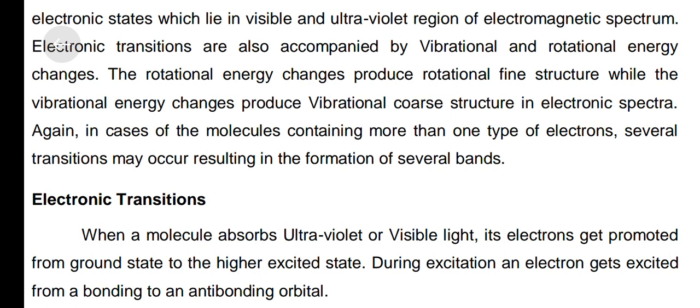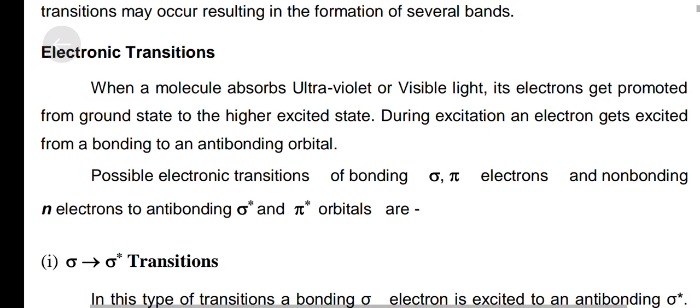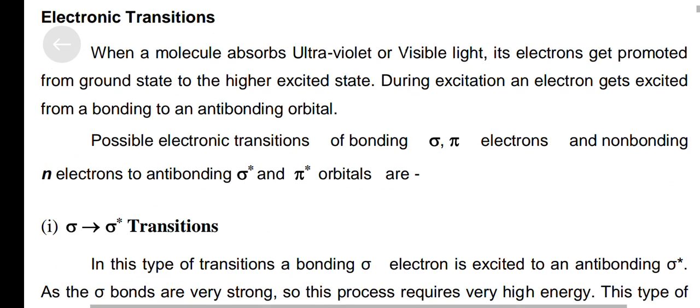During excitation, an electron gets excited from a bonding to an antibonding orbital. Possible electronic transitions of bonding sigma, pi electrons and non-bonding n electrons to antibonding sigma star and pi star orbitals are: first is sigma to sigma star transition.